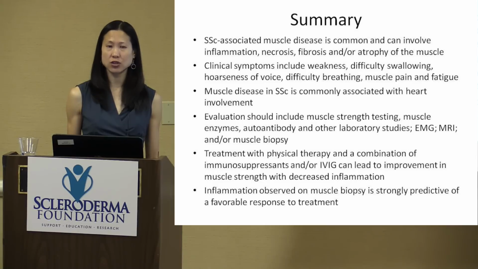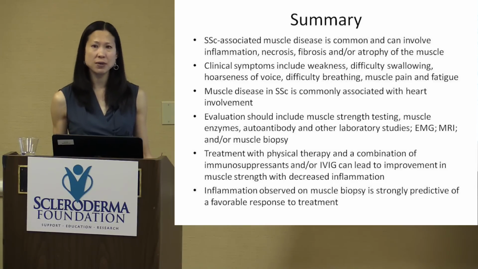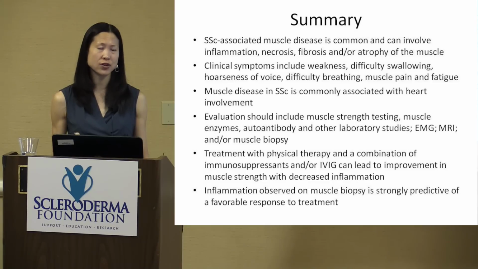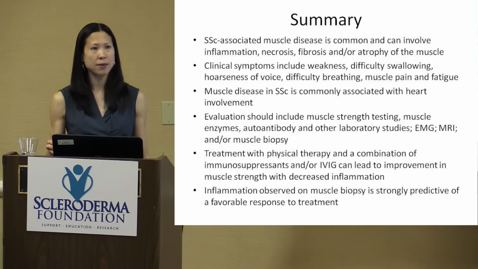And evaluation includes physical exam muscle strength testing, testing of blood tests including muscle enzymes, autoantibodies, thyroid tests, electrolytes. An EMG may be useful to detect muscle inflammation as well as an MRI. And then a muscle biopsy, as I mentioned, can be very helpful to assess for inflammation and necrosis, which can be helpful in determining if you'll respond to therapy. Physical therapy and a combination of immunosuppressants and or IVIG can be really helpful for treating muscle inflammation. And again, inflammation observed on the muscle biopsy is strongly predictive of a good response to treatment.